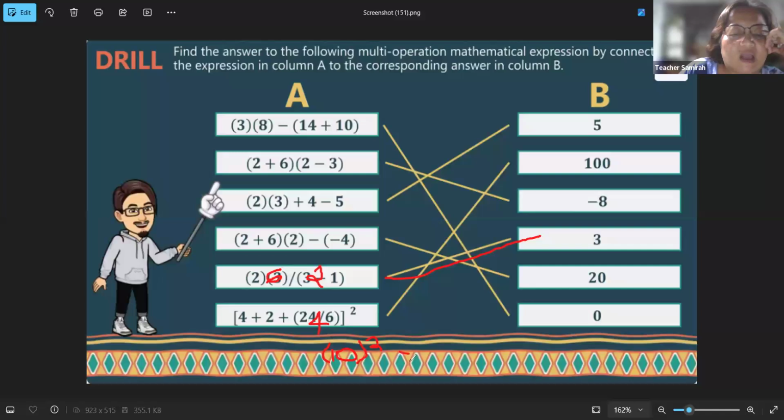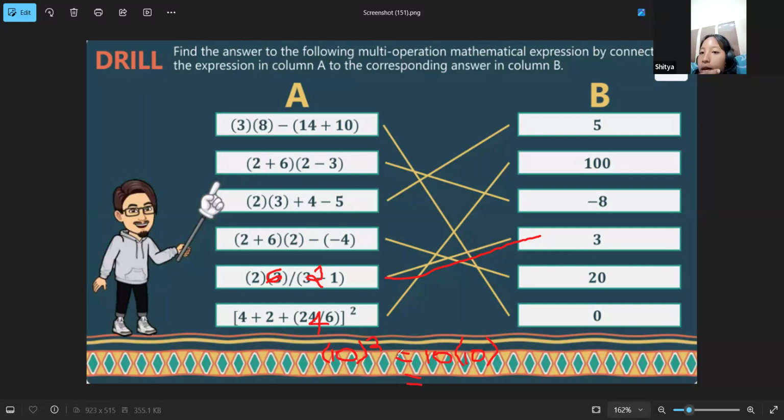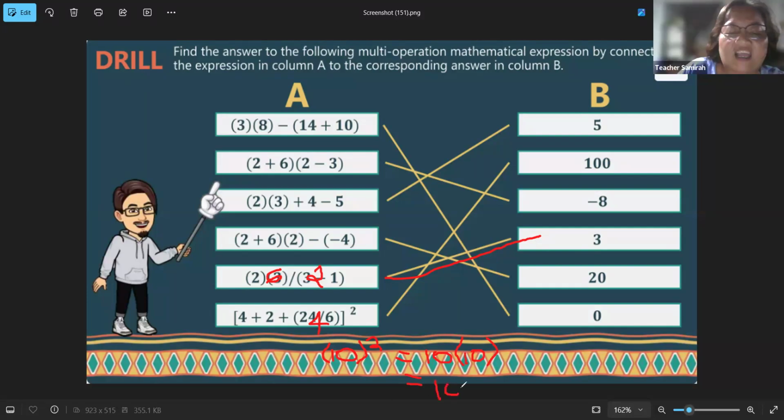So it will become like this: 10 times 10. What will be your answer? Multiply 10 by 10. 10 times 10 is 100. So can we see 100 among the choices? Yes, this is the answer.